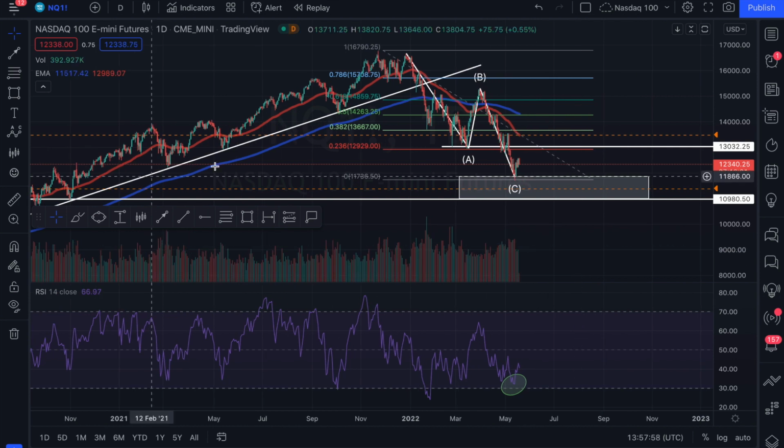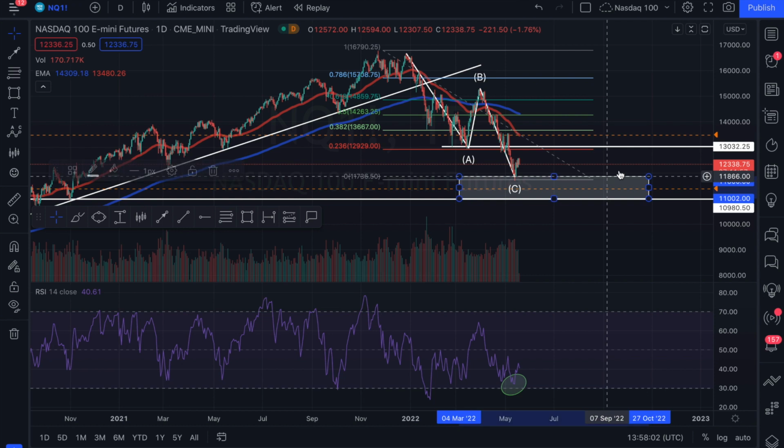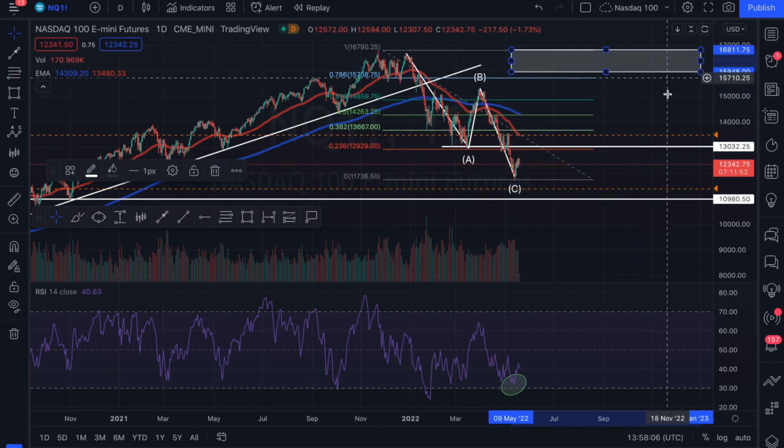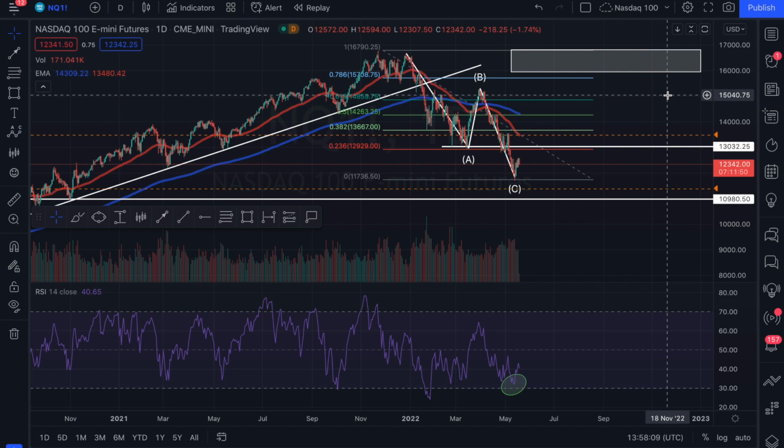So longer term, I am very bullish for the NASDAQ 100. I think in the next 6 to 12 months, my price target is up around this area here for the NASDAQ 100. But short term, we still got to play it by ear. There's still lots of fundamentals and data points that come out on a weekly and daily basis that could potentially have a massive impact on where this market trades next.